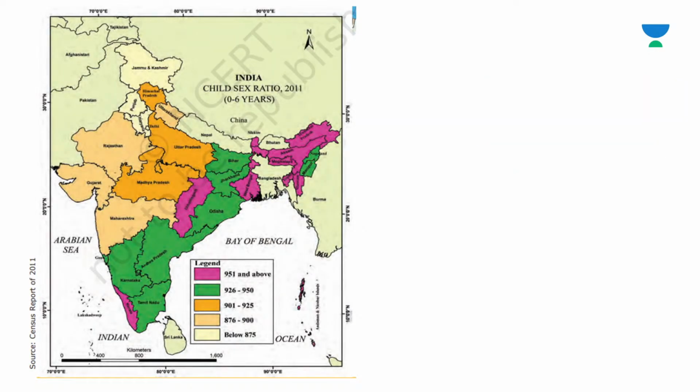As the map shows, this ratio has fallen below 850 or even 800 in some states. So friends, see the map of child sex ratio as per 2011 census.